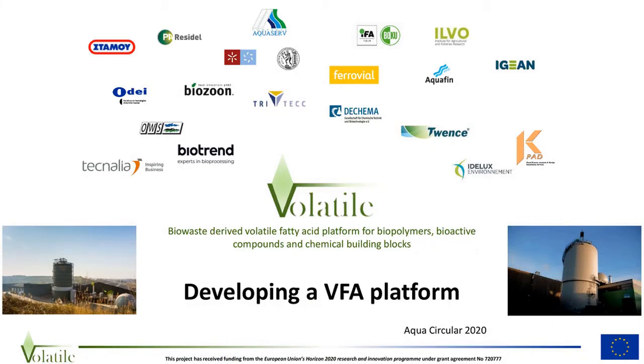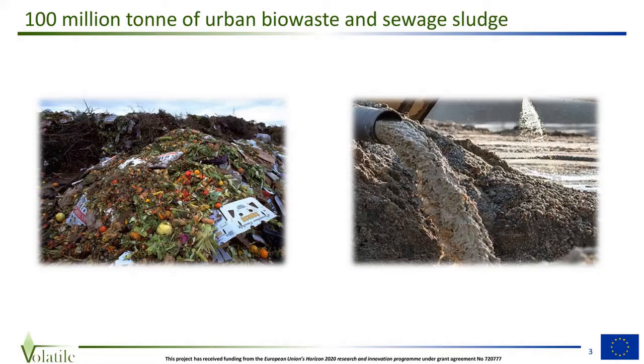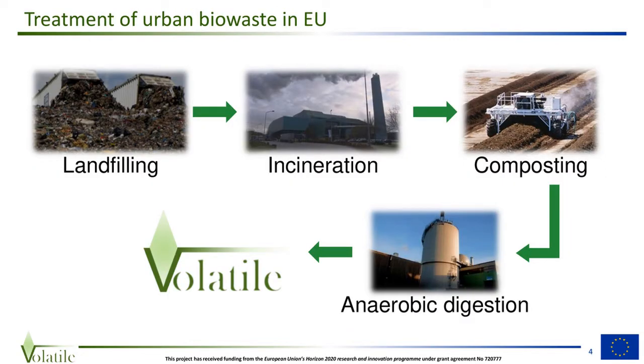Okay. So actually today I wanted to talk to you about 100 million tons. To give you an idea of the size of this, it's 80,000 Olympic swimming pools filled to the brim, or also 13 million garbage trucks that are completely full. And more accurately, it's 100 million tons of urban biowaste and sewage sludge that is produced in the European Union every year. So it's a huge amount of waste that we produce every year. So we have to treat it somehow.